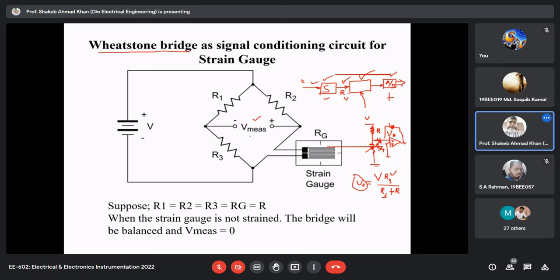so this voltage is zero. When a strain is zero, this voltage is zero. When there is a strain, obviously your resistance will change. This bridge will become unbalanced. Then we'll have some value for this voltage.